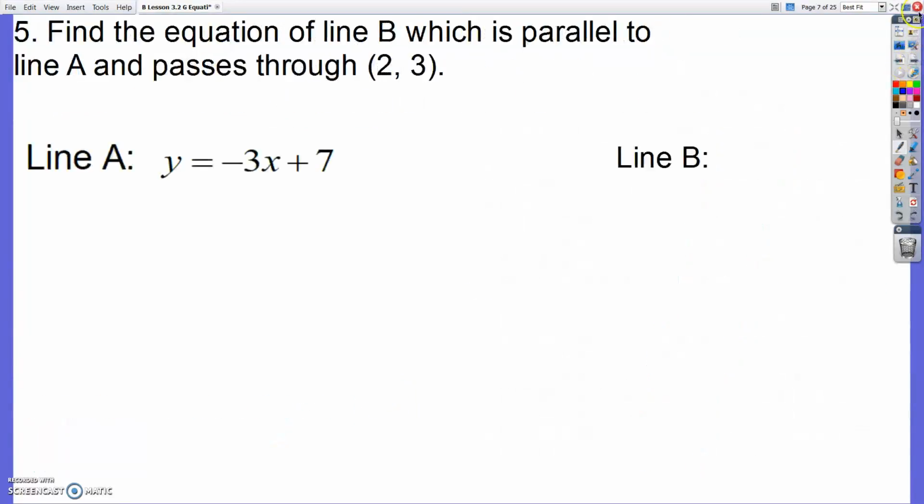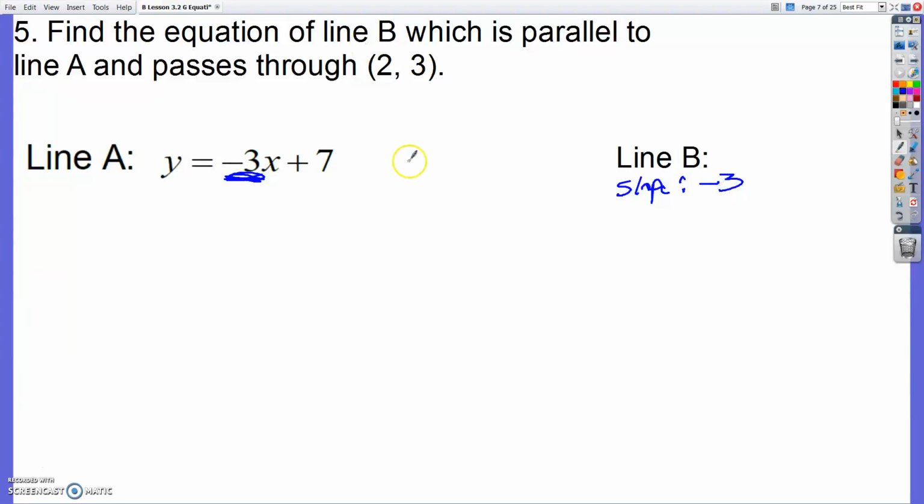So let's go ahead and look at this. It says find an equation of a line B which is parallel to line A and passes through 2, 3. So the first thing you always want to do is find the slope of line B. That's the very first step. Line B is parallel, so the slopes are the same. So I know the slope of line B is negative 3.